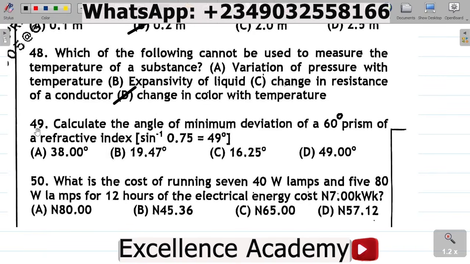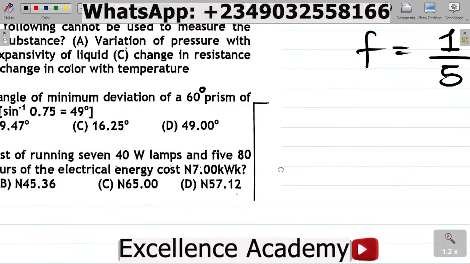All right, question 49 says calculate the angle of minimum deviation of a 60-degree prism of a refractive index. Take the sine inverse of 0.75 as 49 degrees. So how do we solve this question here? Now, you want to know that you're given a refractive index of a prism, which is obviously a triangular prism. So how do we solve this?